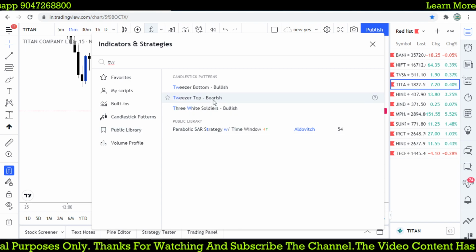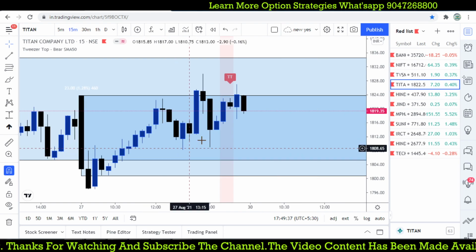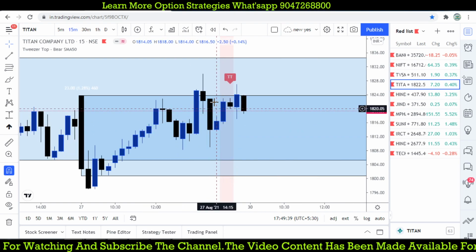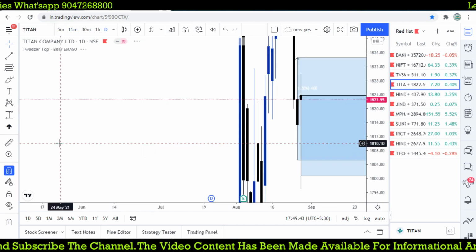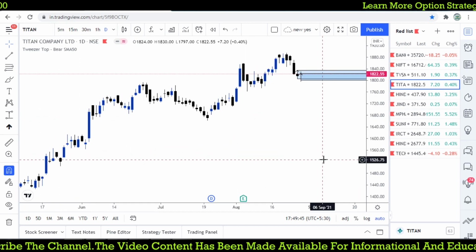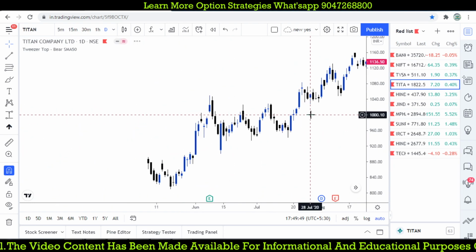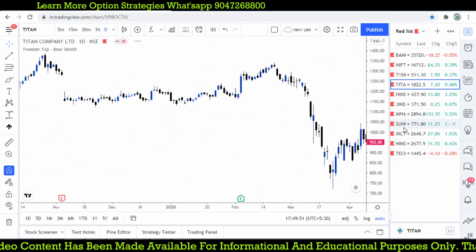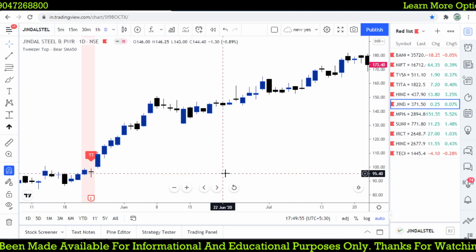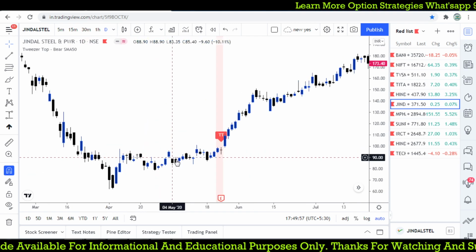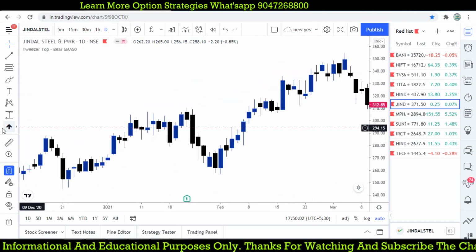Twizzler top is bearish. Whenever that kind of candle forms, it will flag a code. When you take the daily chart and any stock forms a Twizzler top at the top level, we will be notified by that indicator. You can see here there is a top, but this was happening at the lowest level, while the market rallied very big.